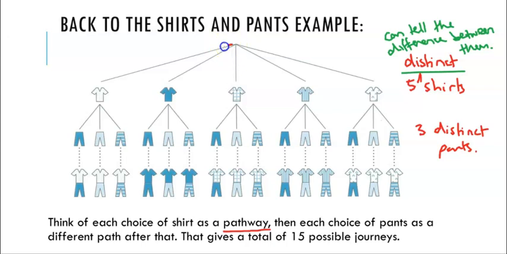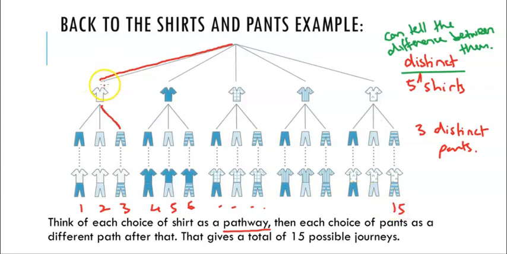For example, going down this path here, choosing the first shirt, and then choosing this pair of pants. That's one of our possible journeys. The journeys are here, at the end here. So going down this path and then this path results in this shirt and these pants. And so yeah, in total we got 1, 2, 3, 4, 5, 6. You get the idea, all the way up to 15.